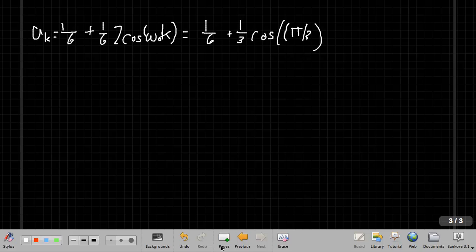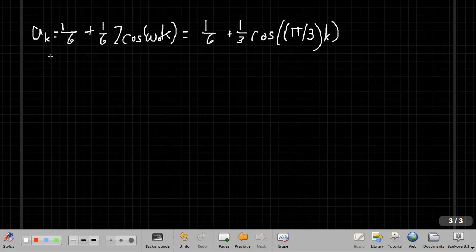Pi over 3 times k. And so now this is my formula for a sub k. If I want to know the actual values, I have to plug in, for that recipe, one value at a time. So I do that now.